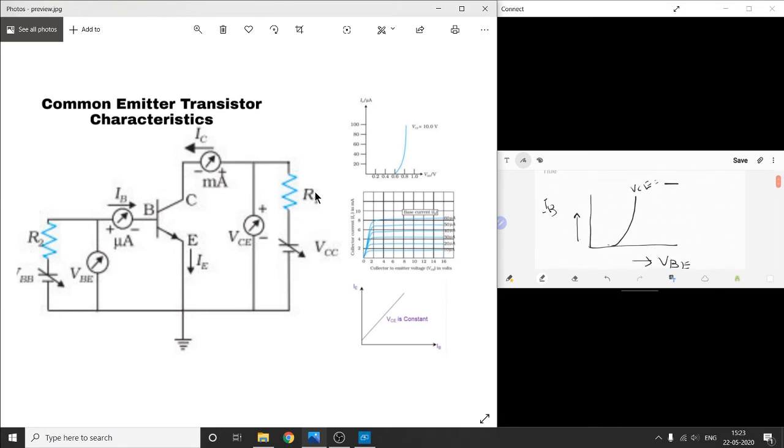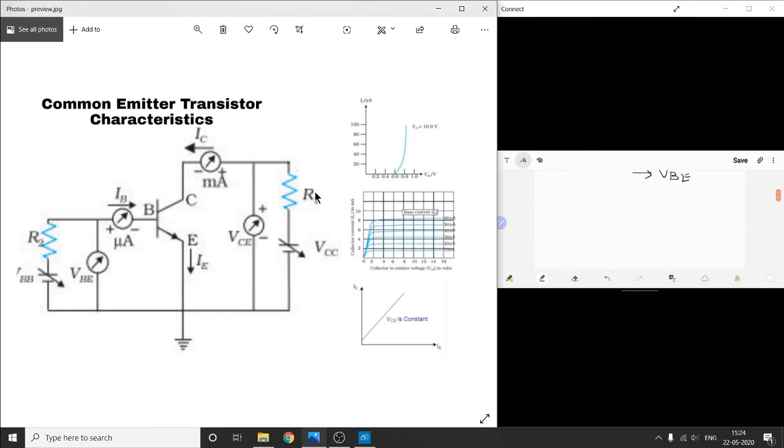VCE is equal to 10 volt. Next time when you draw the graph, you will see that it is VCE is equal to 20 volt, and similarly a similar type of graph for input characteristic you will get. So the basic fundamental of this experiment is to draw the input characteristics.